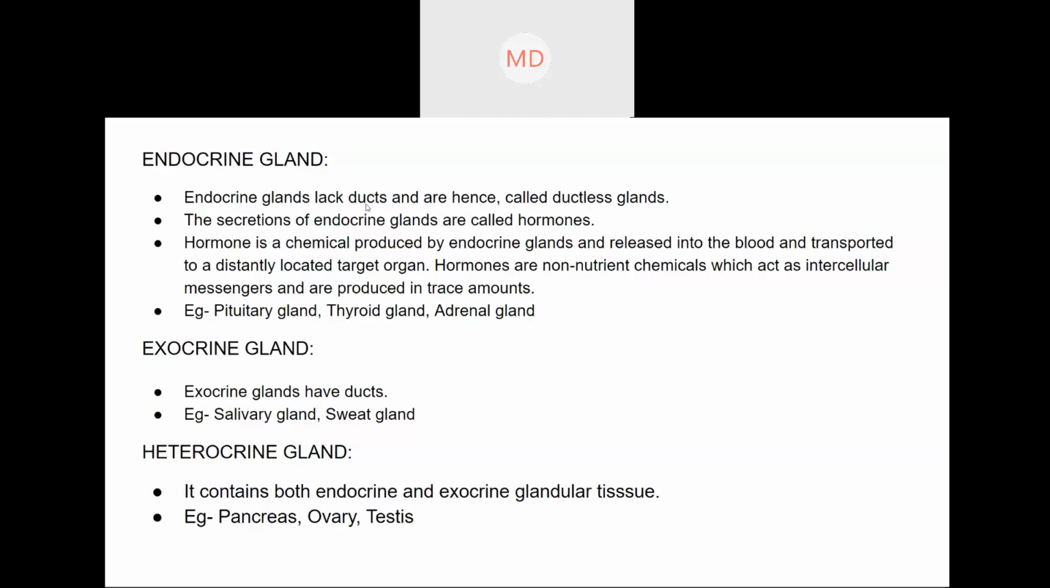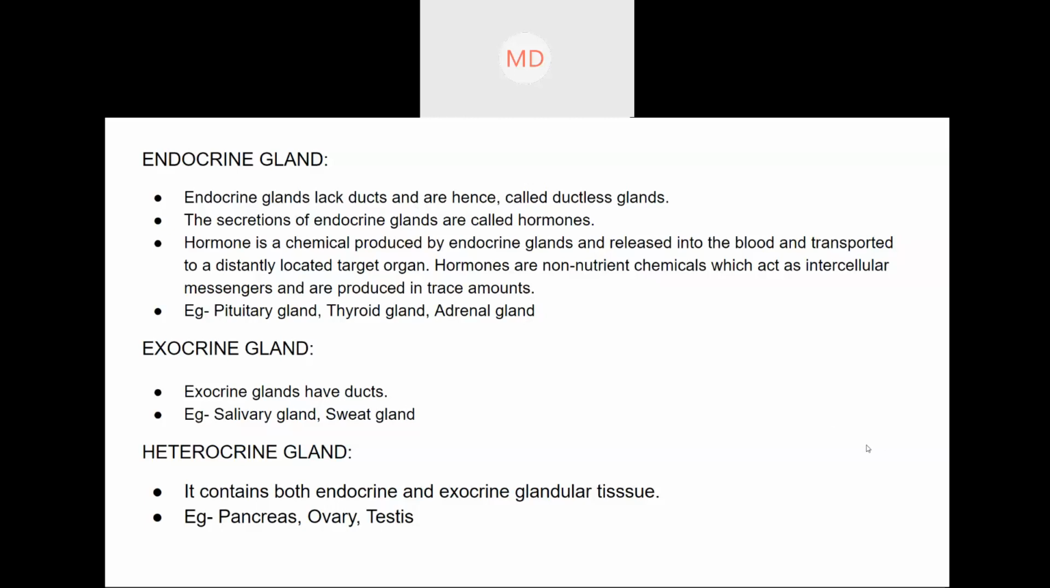Ducts are nothing but tubes. They are like sort of tubes. You can just imagine a tube, all of you know a tube. Ducts are in the shape of tubes. So the endocrine glands do not have any ducts. Since they do not have any ducts, the endocrine glands are also known as ductless glands.